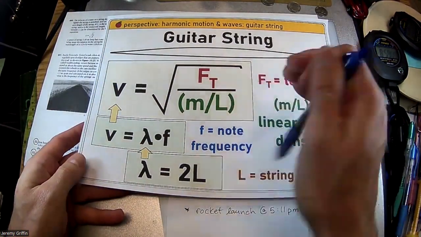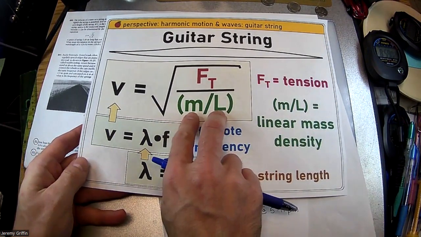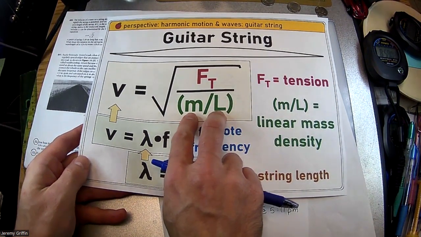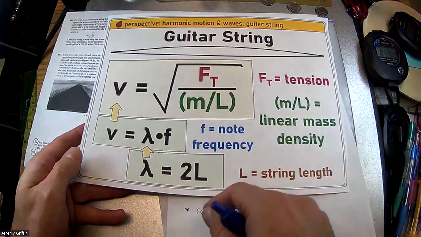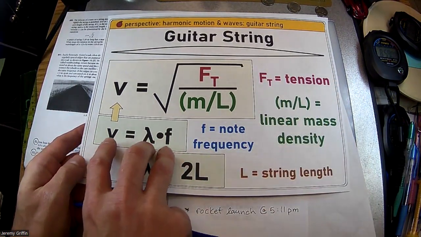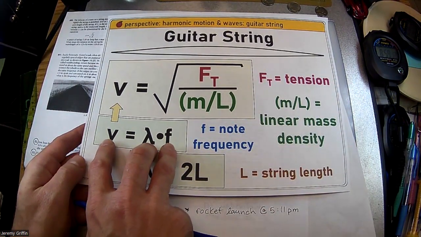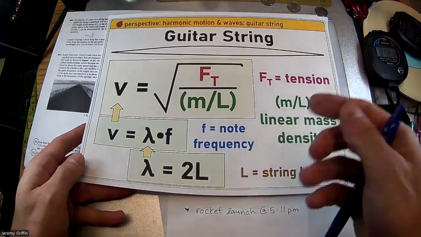There's the tension of the string. Here's linear mass density. I went ahead and wrote that out as mass per unit length. They use the character mu to represent that. Here's the wave formula. Speed is wavelength times frequency. So we're gonna make a connection here.